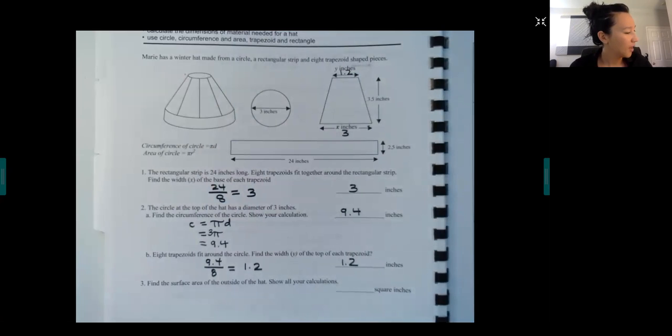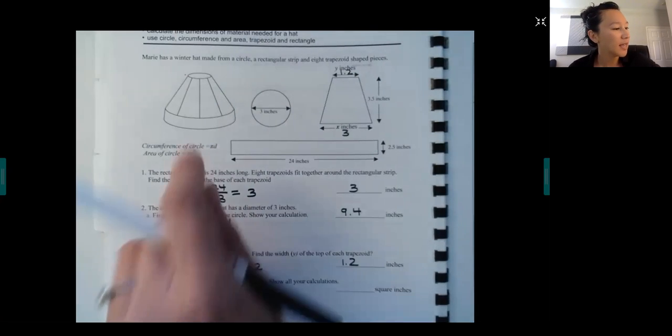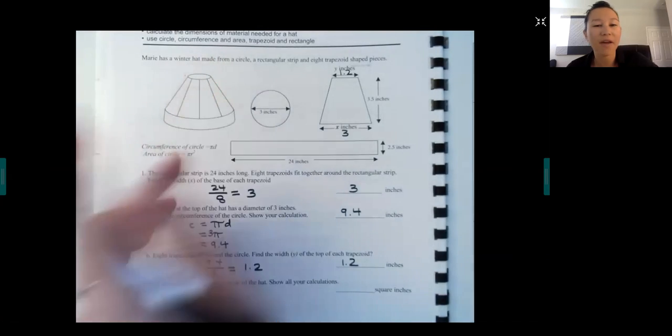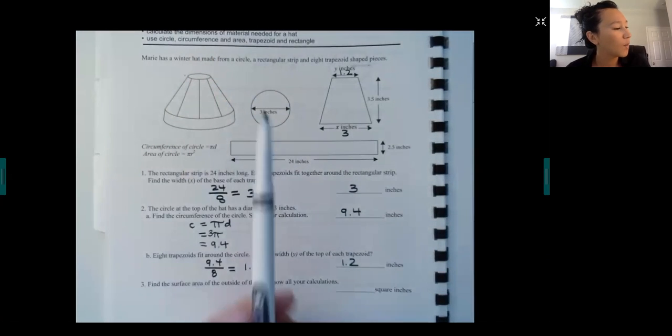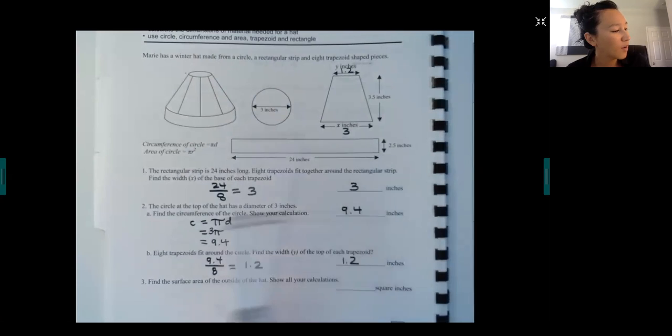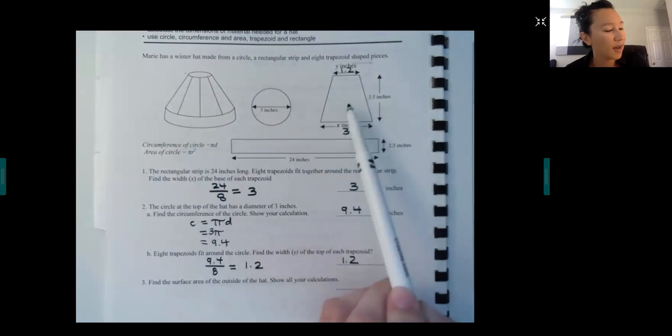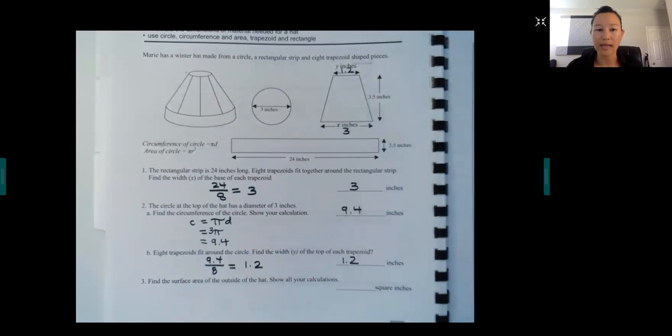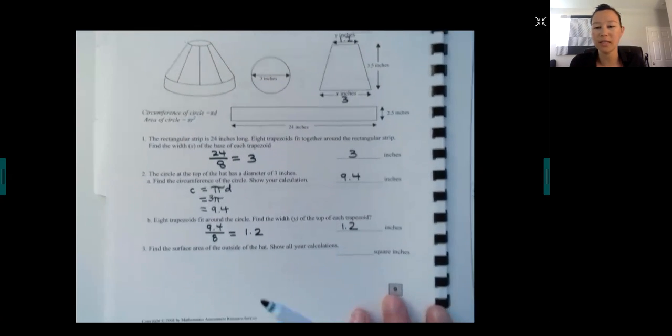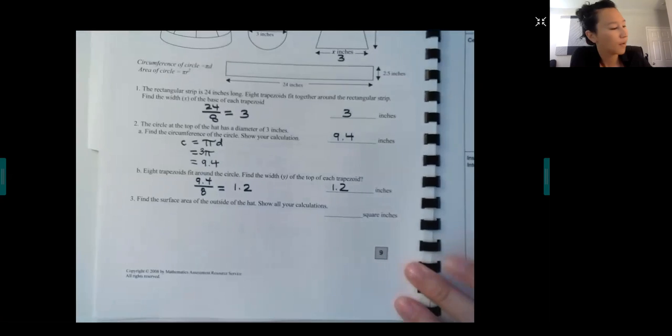All right. And then number 3, here's the fun part. We have to find the surface area of the outside of the hat. Show all of your calculations. The surface area is the area of every surface on here. So we need to find the area of our rectangle, of our circle, and of our 8 trapezoids, and then add them all together. We'll start with the easiest one first. Let's start with our rectangle.